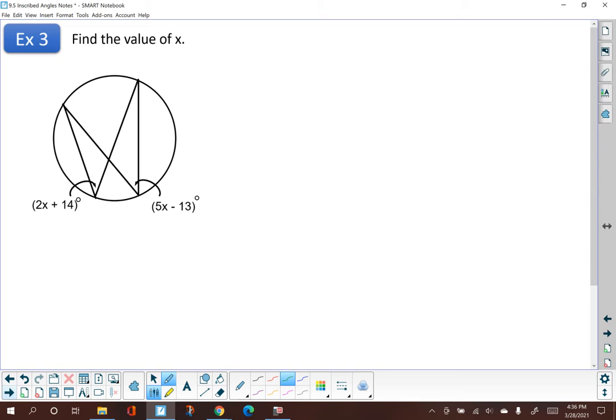All right, next example. We are trying to find the value of x here. We've got this arc right here, and we have two angles: this one right here is intercepting that arc, and this one right here is intercepting that arc. So those two angles have to be equal to each other. We can set those expressions equal to each other. 2x plus 14 is equal to 5x minus 13.